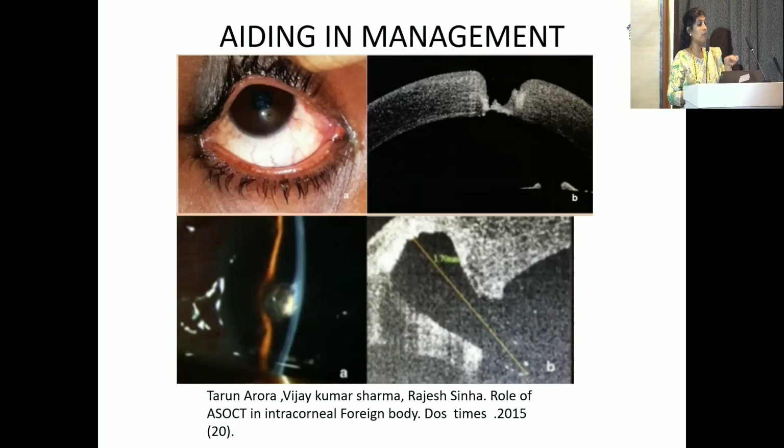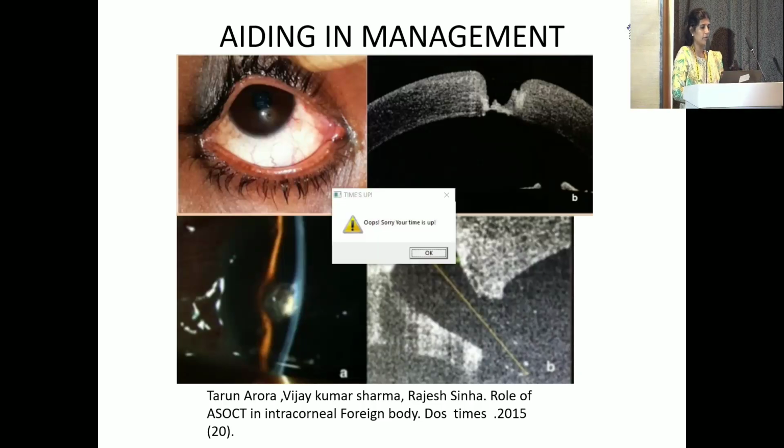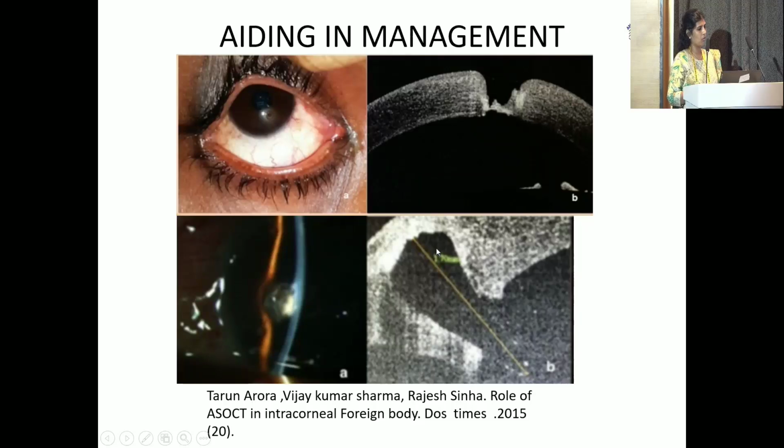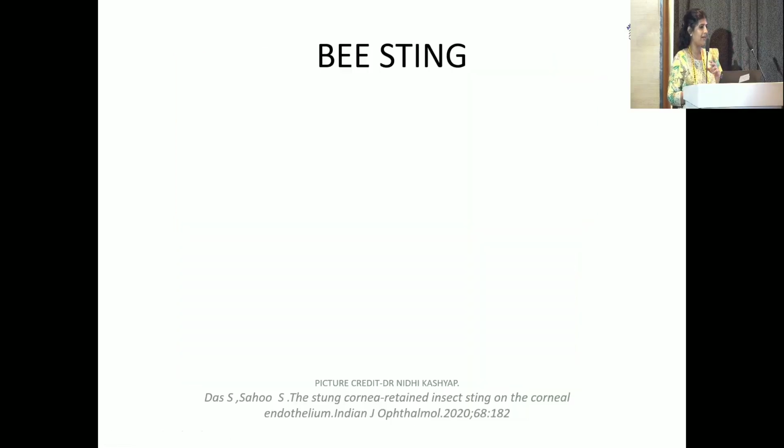So this is a case where there was a through and through foreign body, where an anterior approach would be impossible. So this ASOCT told us it was through and through, so we had to go and remove it in the OT. This is just the last slide.